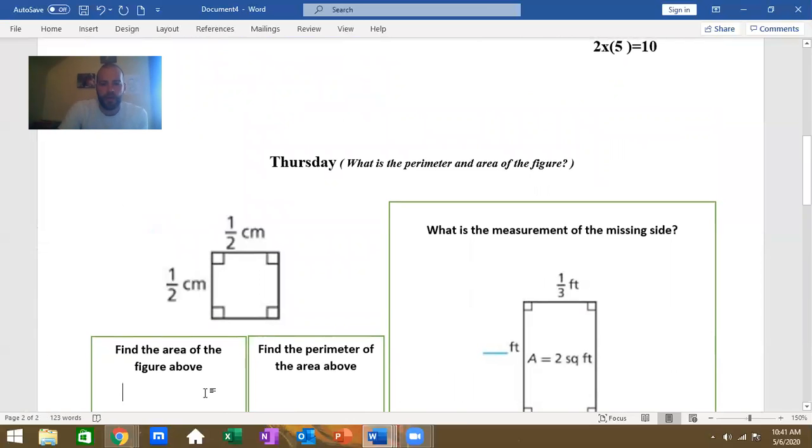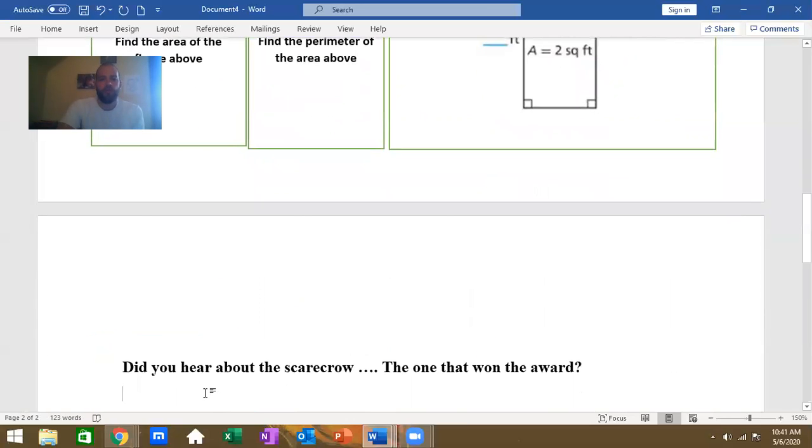A little different. And oh my goodness, what is it? Oh, did you hear about that scarecrow? The one that won the award. Did you hear about him? He was outstanding in the field. In his field. He was outstanding in his field.